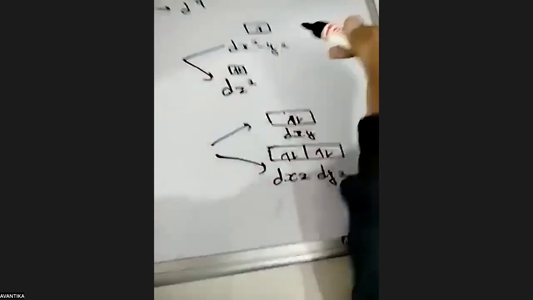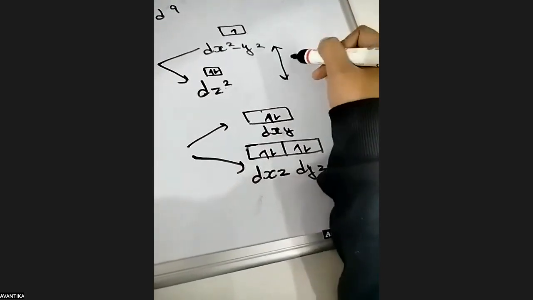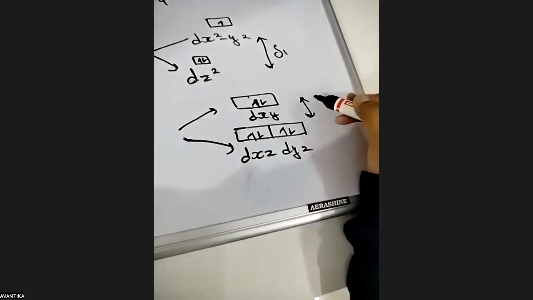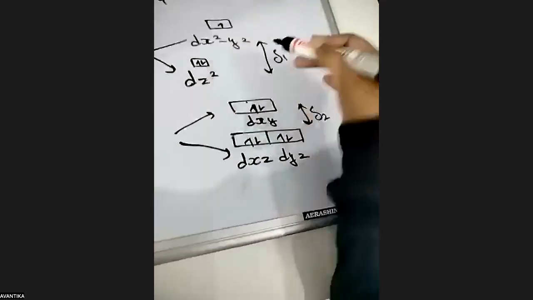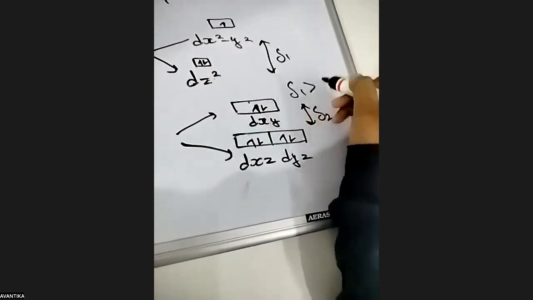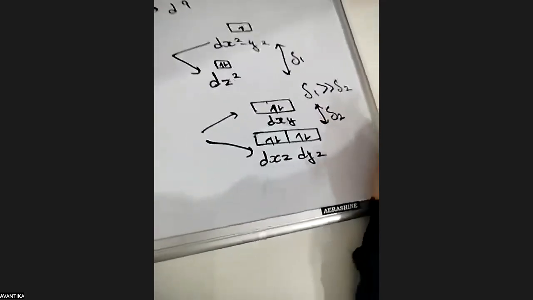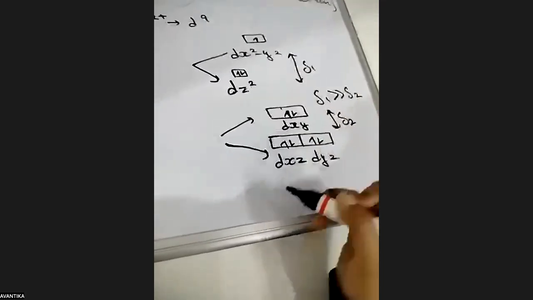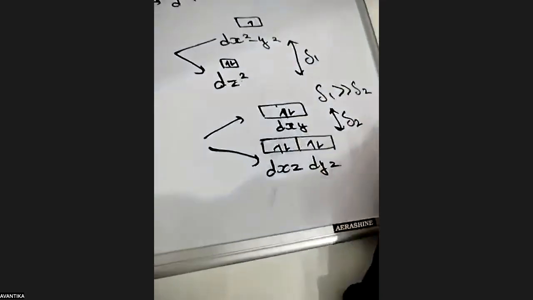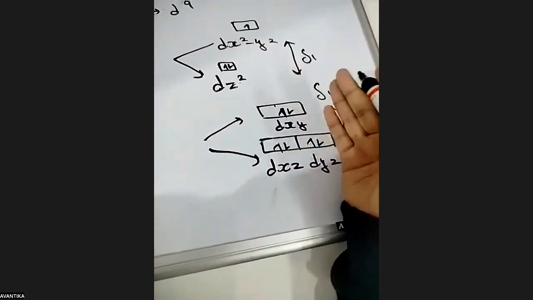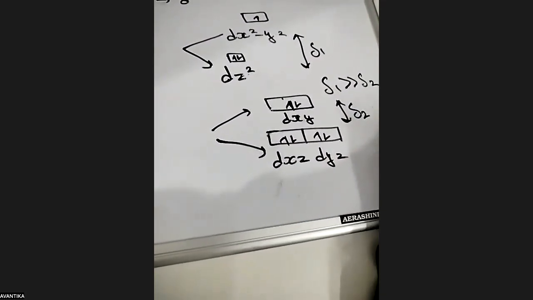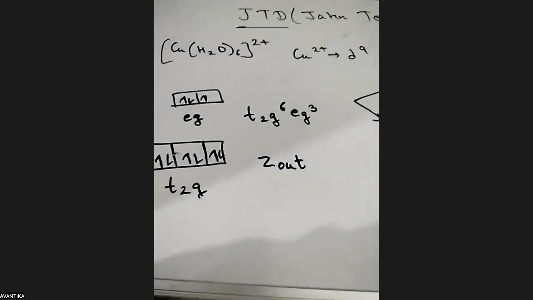Here the gap between dx square minus y square and dxy is called delta 1, and the gap between dxy and dxz and dyz is delta 2. Delta 1 is greater than delta 2. So this is the diagram of JTD in the case of d9 configuration in the complex [Cu(H2O)6]2+.